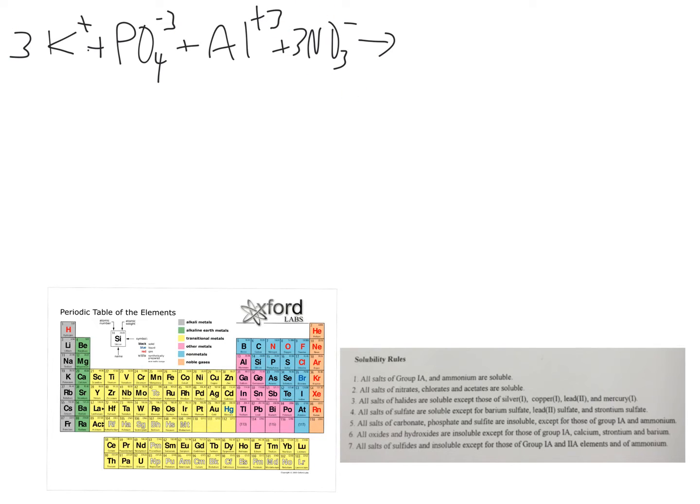So we're going to see down here, and we're going to say, oh, well, the first rule says that anything that's in 1A is soluble. Well, that's K. That's in 1A. So I know that no matter what K is bonded to, it's going to separate. So I got K plus and NO3 minus.